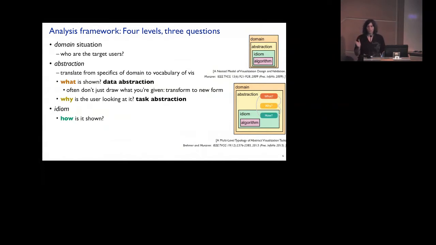One is, how is it shown? And what I'll really think about is, how do you draw that picture? I'll call that the visual encoding idiom. And then how do you manipulate that picture? Because we often don't just have a static picture. We've got some kind of dynamic thing that we're interacting with.